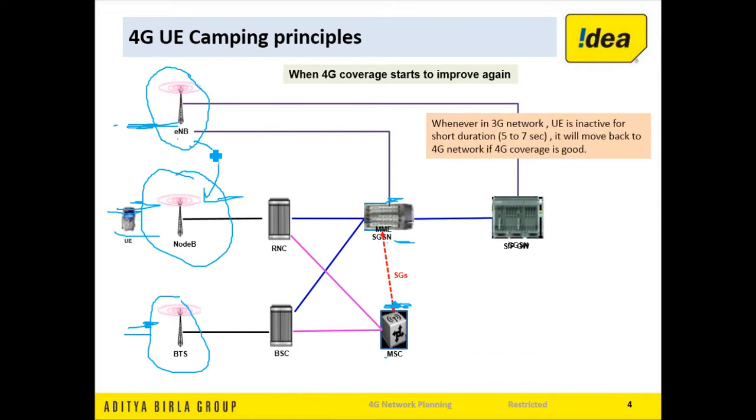In that case, what will happen is that after every X amount of time, the 3G network will evaluate whenever the UE is not active. Whenever UE is in a dormant kind of state, the UE will look at the configuration which is defined in the 3G network and then accordingly reselect the 4G network. So typically that is done when UE goes into a self-fetch state, which happens every 5 to 7 seconds, if UE is not transferring data.